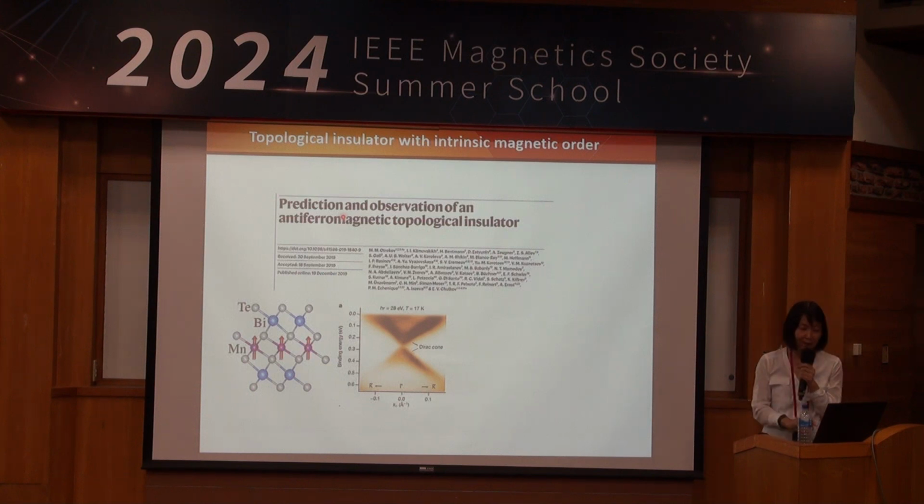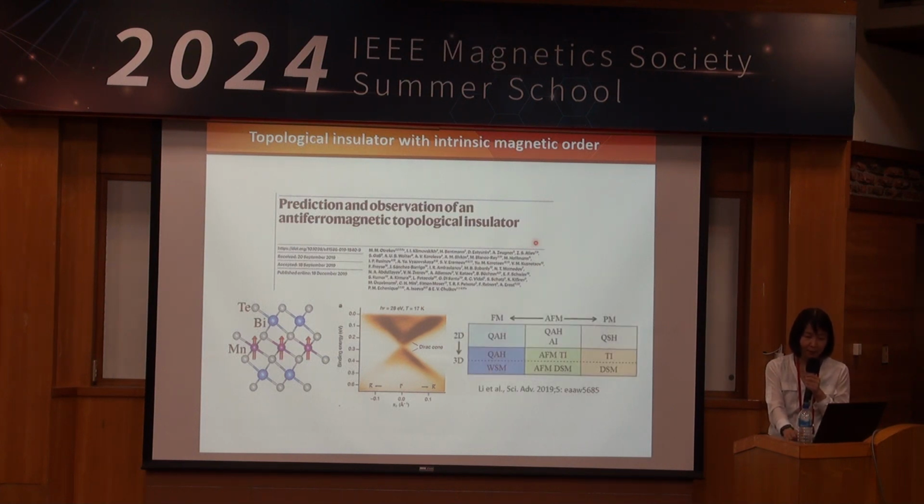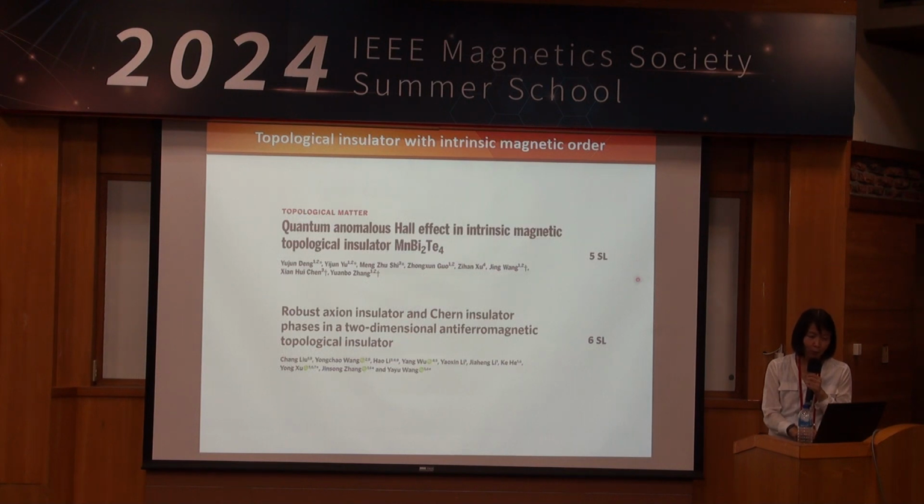Topological insulator to get a magnetic topological insulator. Those materials will suffer from disorder. So I'll keep the story short. One of these materials is manganese bismuth telluride.